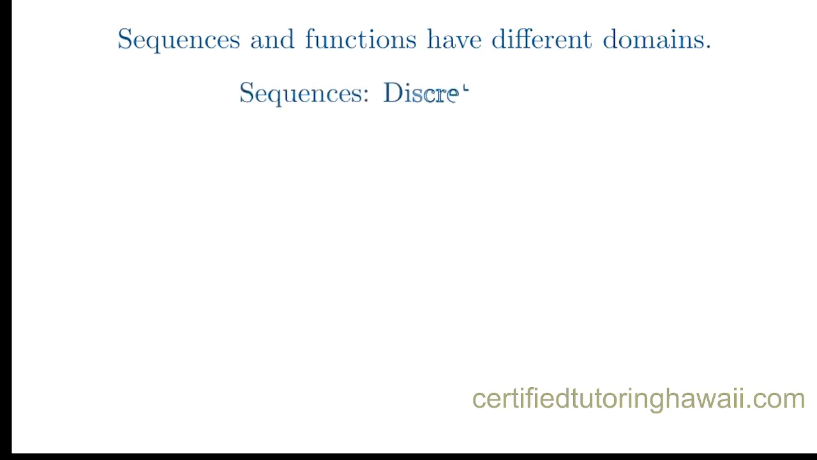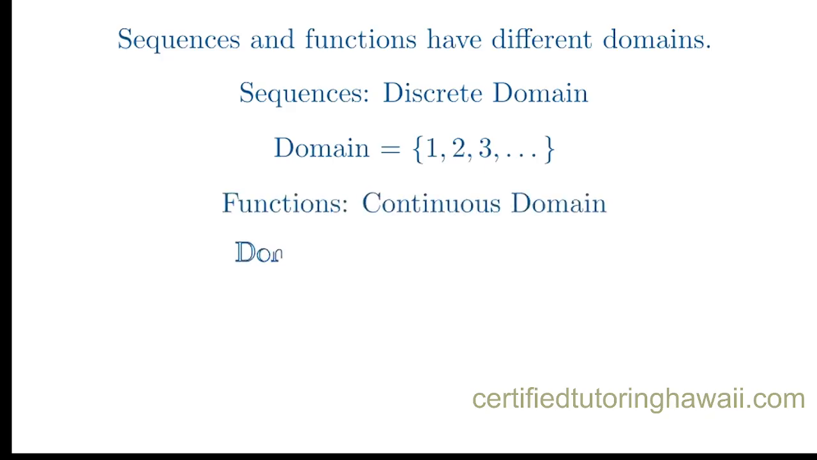The domain for a sequence is discrete, consisting only of integers. A function, like f of x equals 3x plus 2, on the other hand has a continuous domain. The variable x can be any real number: 1, 1.5, pi, -17. The domain is the set of all real numbers. The domain for a function is continuous, consisting of all real numbers.